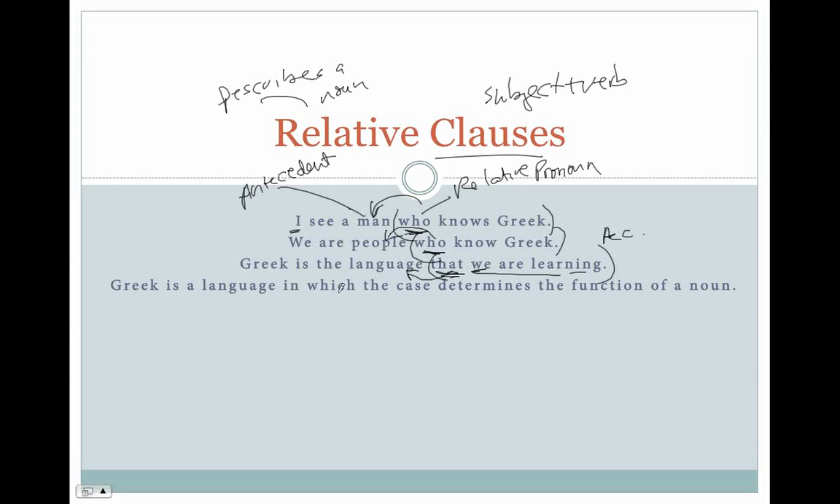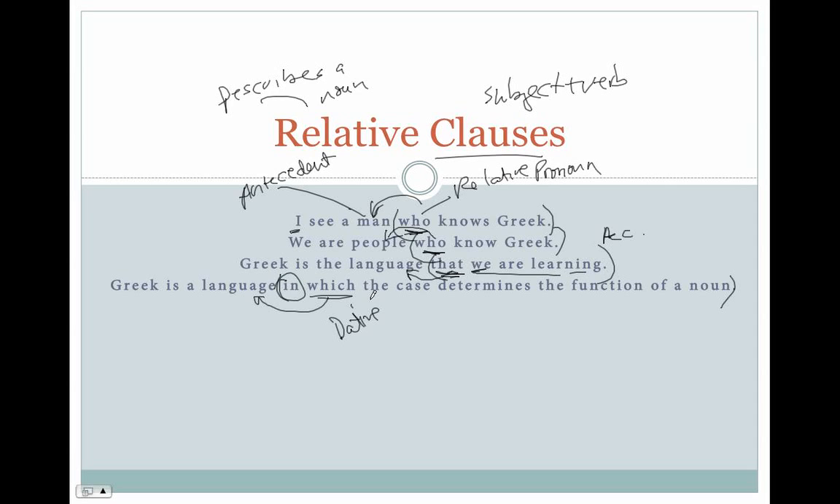That is the language. And finally, Greek is a language in which the case determines the function of the noun. Which is the relative pronoun. It's referring again to language, but in this case, it's the object of the preposition in. So in Greek, we put this in the dative case.